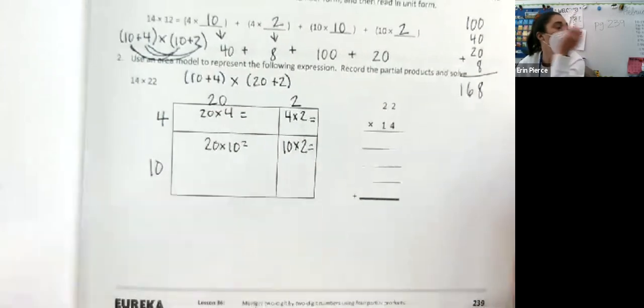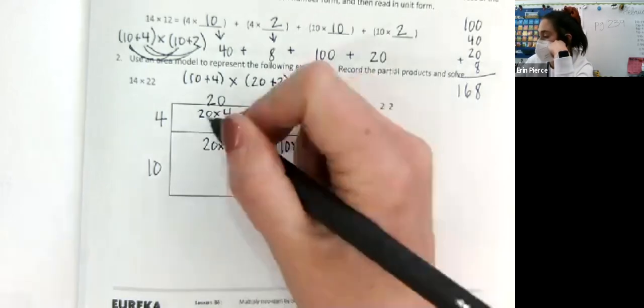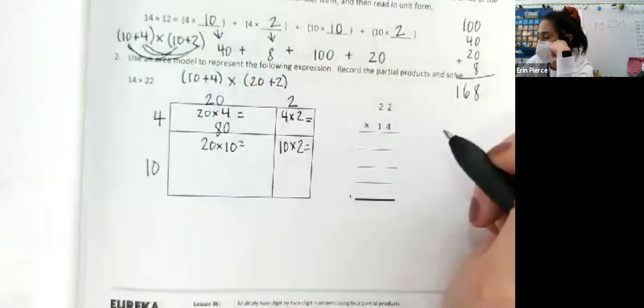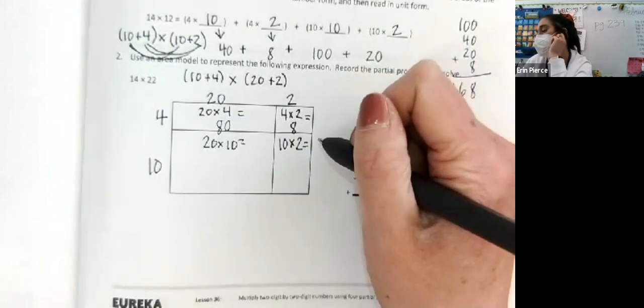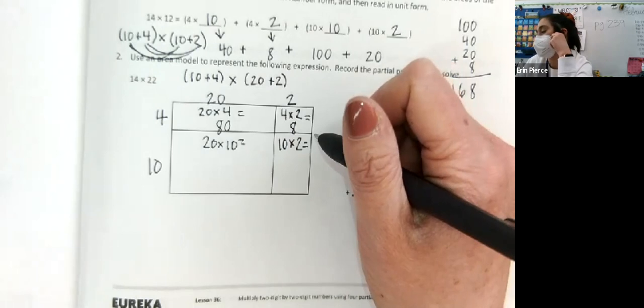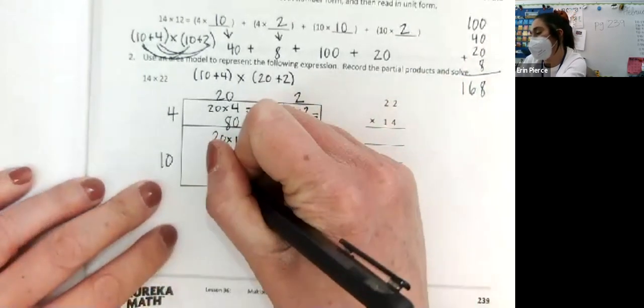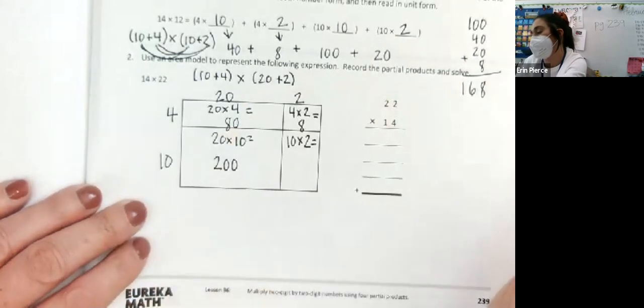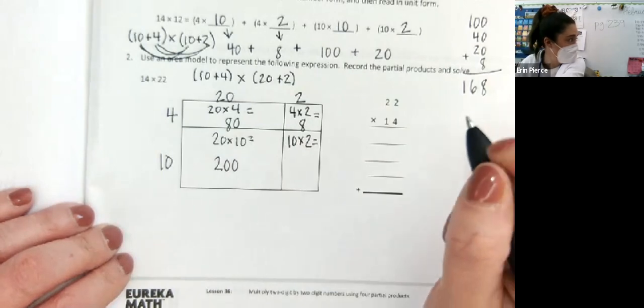All right, let's fill in our boxes. 20 times 4 equals, Owen, 80. 4 times 2, 8. Thank you. 10 times 20, or 20 times 10, 200. And 10 times 2, 20.